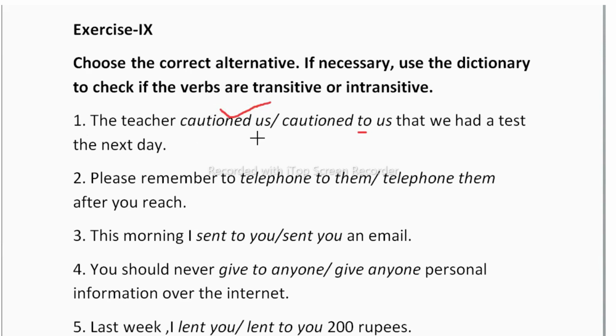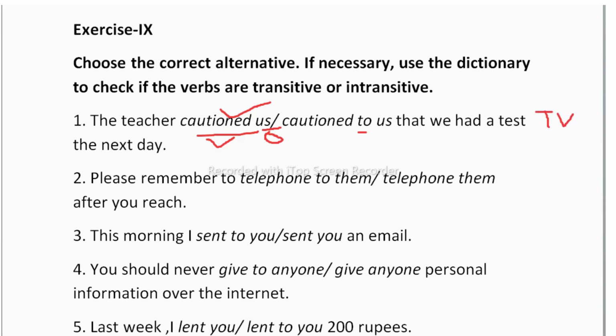We have to see whether this sentence is transitive or intransitive. So you can see here caution is a verb, and after the verb we have a pronoun, which can be an object. So after this verb we have an object, so that must be transitive, and we can change it into passive as well. How? We were cautioned by the teacher that we had a test the next day. So yes, we can change it into passive voice also. So that must be a transitive verb. Now let's read the next one.